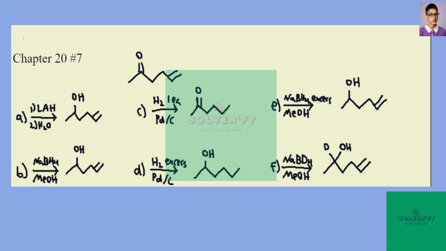Okay, and so that's the answer to this problem. The only way to really solve it is to just know what these reagents do and know what the differences are between these reagents. And then for F, you do need to know the mechanism by which sodium borohydride reduces a carbonyl. And that's the answer to Chapter 20, problem number 7.